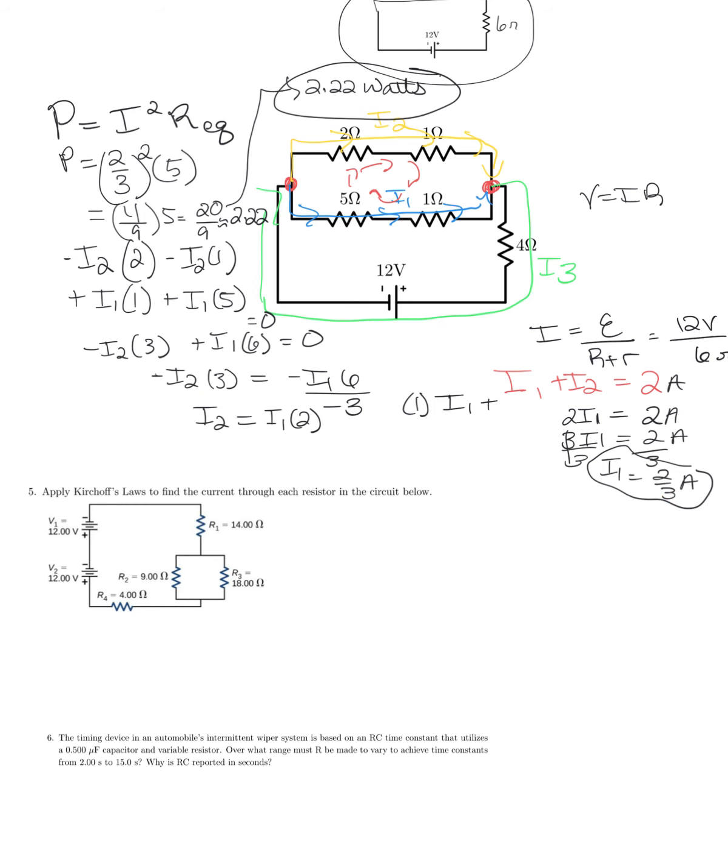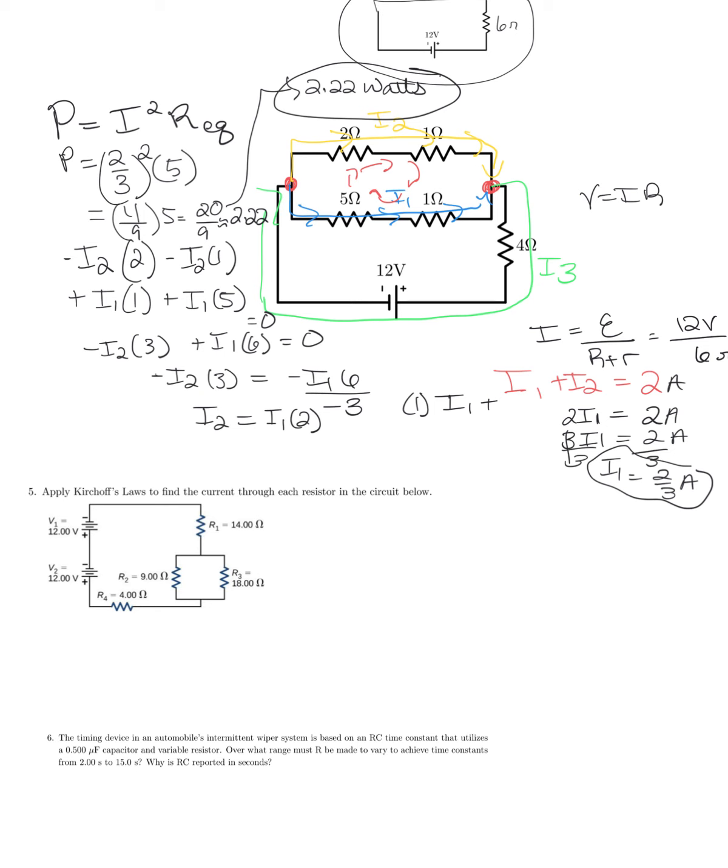And after we found the current that was specifically flowing through this 5 ohm resistor, we plugged it back in to find the power dissipated by this 5 ohm resistor. Okay, so sometimes it's helpful to go back and say, okay, what did I just do? So that your brain can assimilate what just happened.